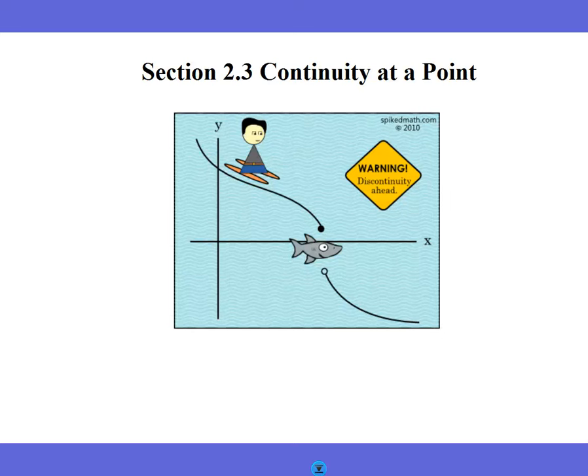Welcome back, everybody. We're in section 2.3, your third section of calculus. I'm looking forward to this. Hopefully, I'm getting to more of you now than just 2 or 3 people.